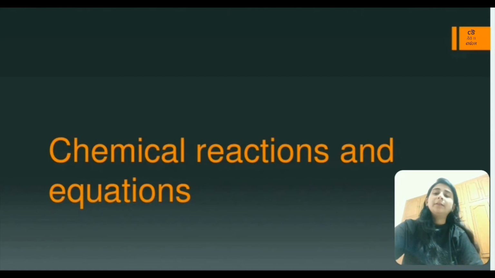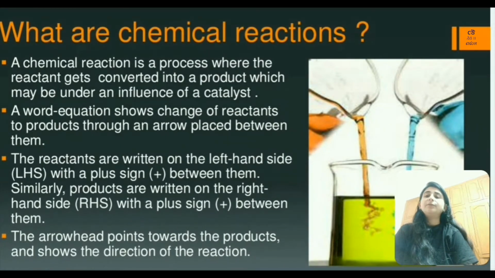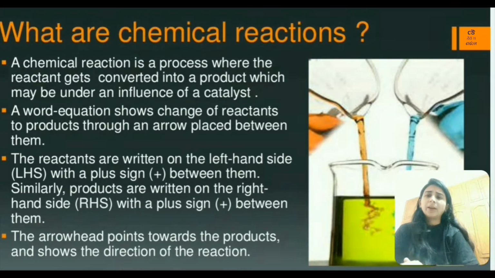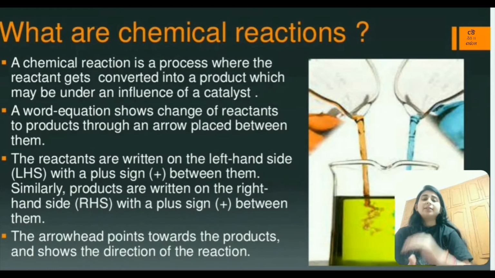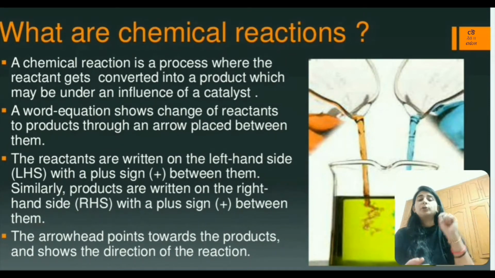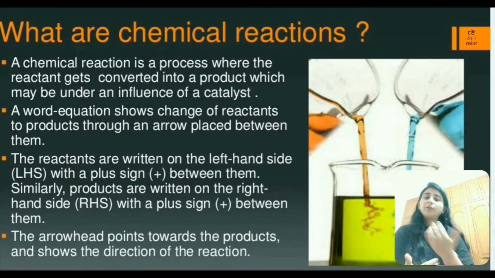So moving on with the very first topic of this chapter, which is about what are chemical reactions. Students, just a small request: since we have started this chapter, make sure that you have a rough notebook with you, so that whenever we cover important statements, you can note them down. That would be helpful when you revise this chapter for your final exams. So let's start with the very first topic, what are chemical reactions.